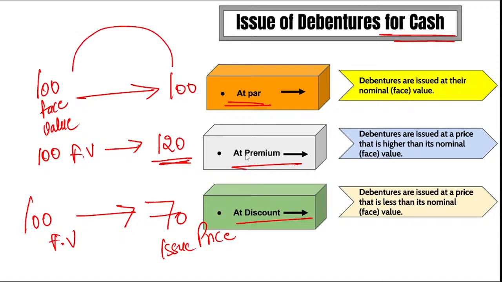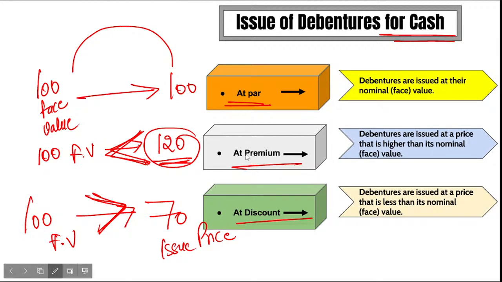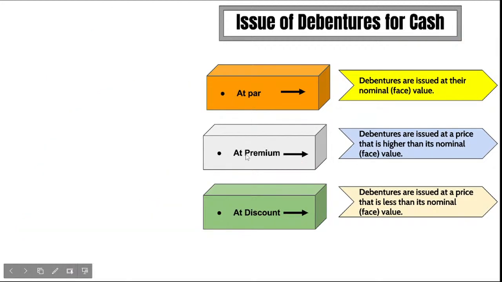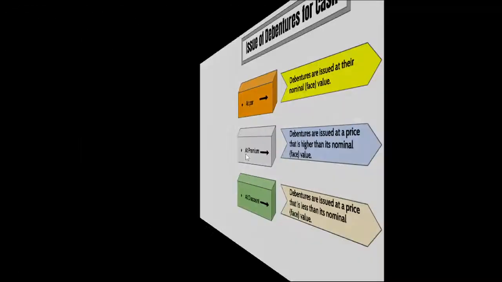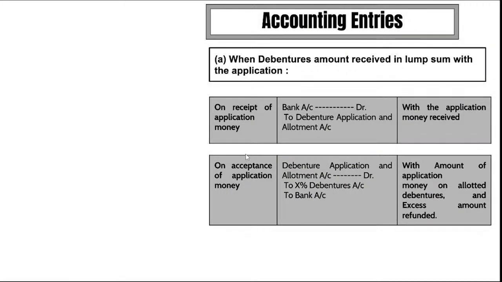When both are equal, it is par. When issue price is more, it is premium. When issue price is less, it is discount. Now, what will be the journal entry when the debentures are issued? What will be the accounting entries?